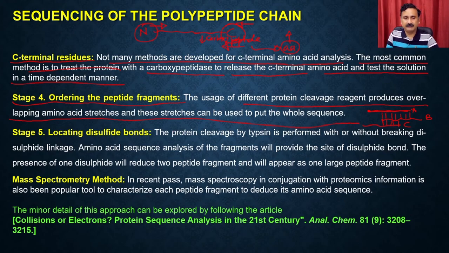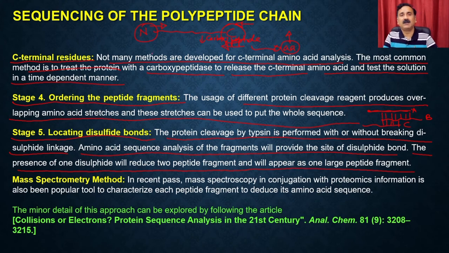Then stage 5, you can locate the disulfide bonds. The protein cleavage by trypsin is performed with or without breaking the disulfide linkages. Amino acid sequence analysis of the fragments will provide the site of the disulfide bond. The presence of a disulfide bond will link two fragments, and they will appear as a single large fragment.